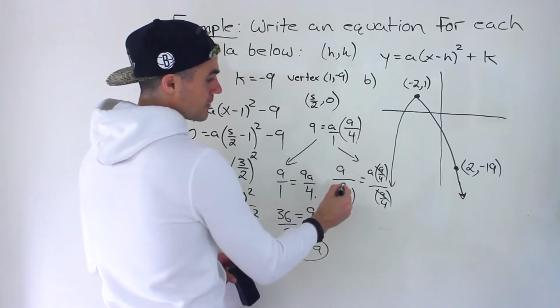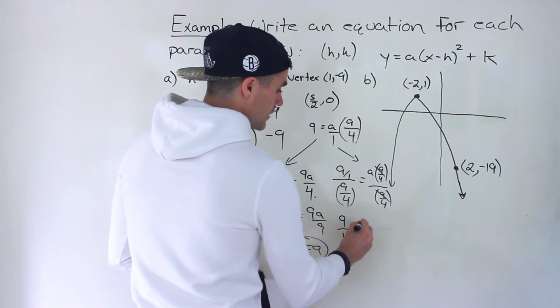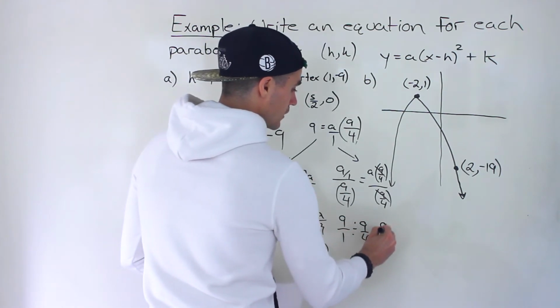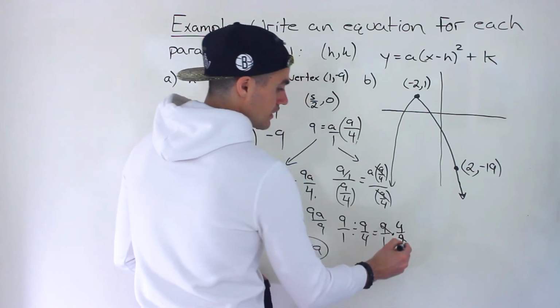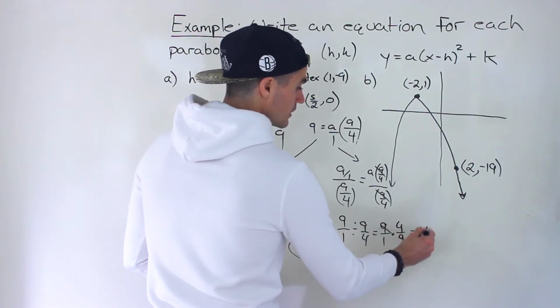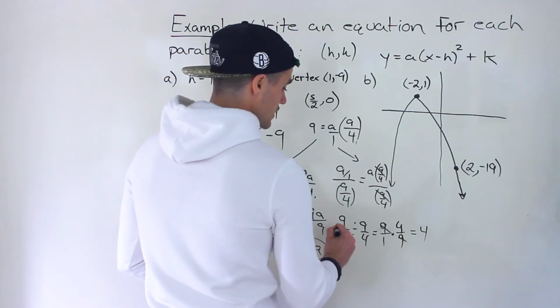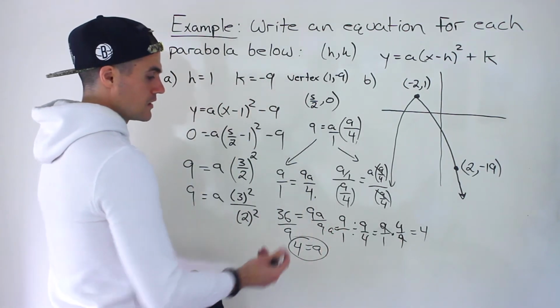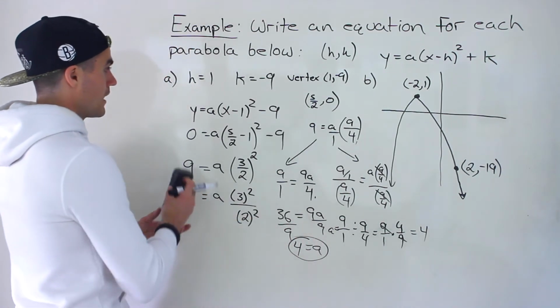And then the 9 divided by 9 over 4, it's like 9 over 1 divided by 9 over 4, which is like 9 over 1 times 4 over 9. These cancel out. 4 over 1 gives us 4. Right? So that a value is just 4. So whichever way you do it, a is 4, and we're done.